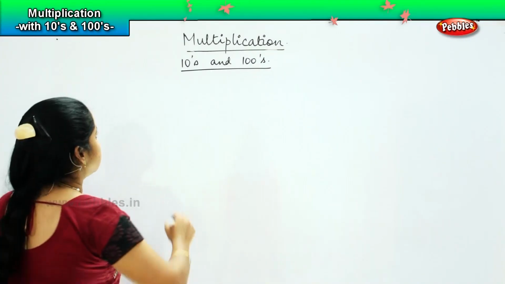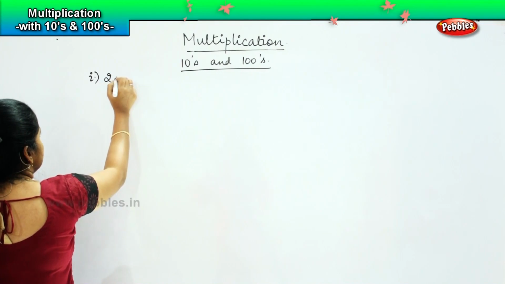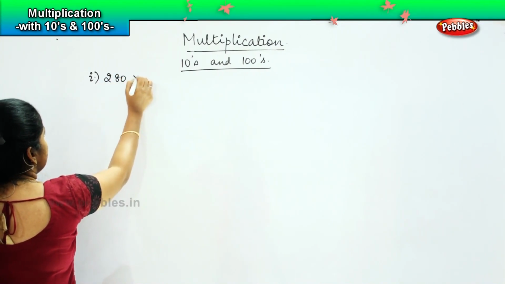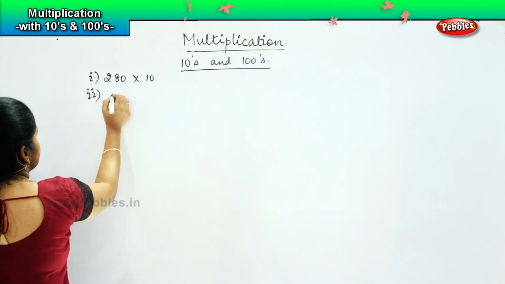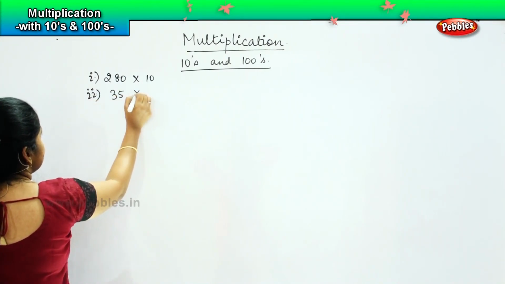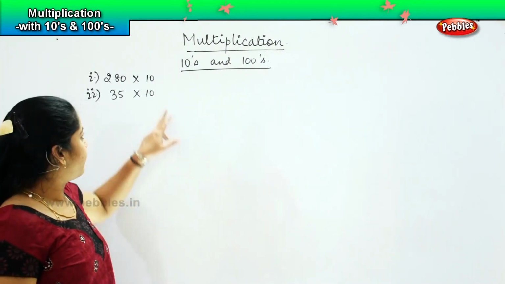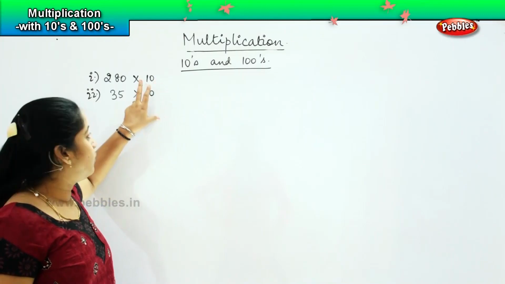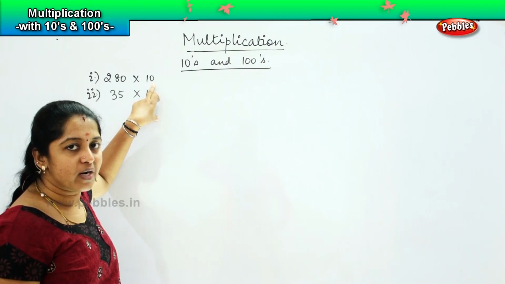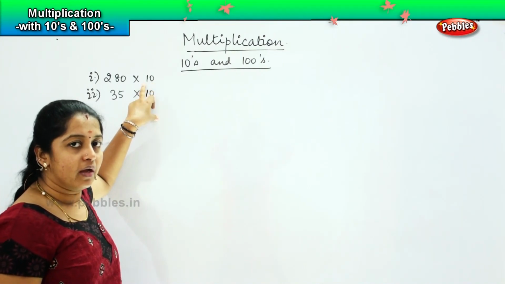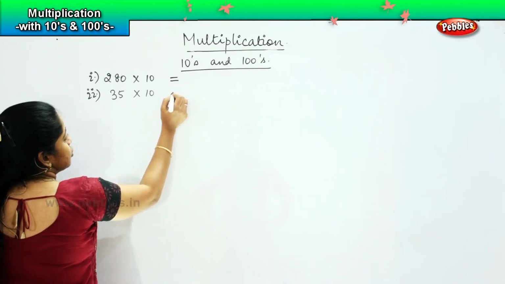Okay, now say for example, I have a question: solve 280 into 10. Okay, or I have a question as 35 into 10. Usually how we solve, we first multiply the 0 and then we multiply the tens places, right? So we start with the units place or ones place and then we begin with the tens place. But in 0, it is easy for us to multiply.